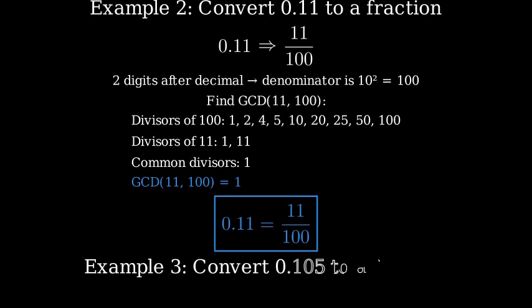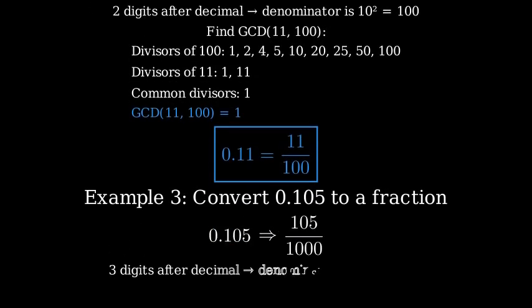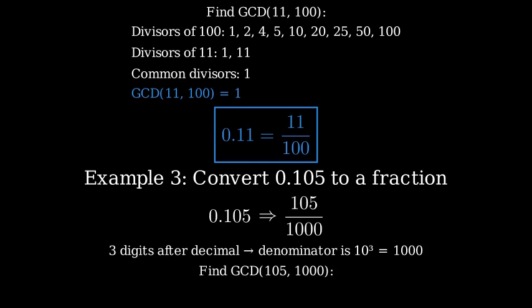Now let's tackle our final example, 0.105. Step 1. There are three digits after the decimal point, which are 1, 0, and 5. So we write 0.105 as 105 over 1,000. Step 2. Now we need to simplify this fraction.